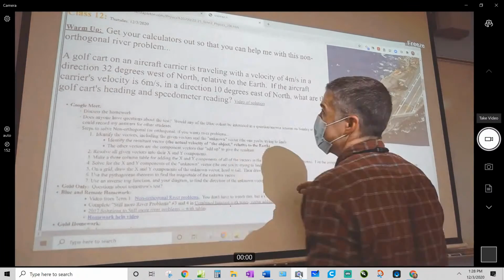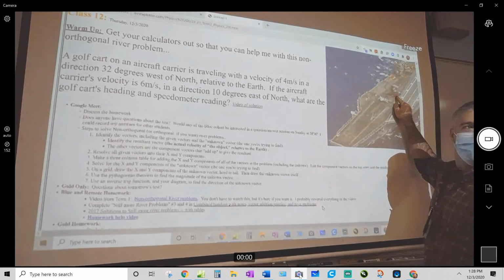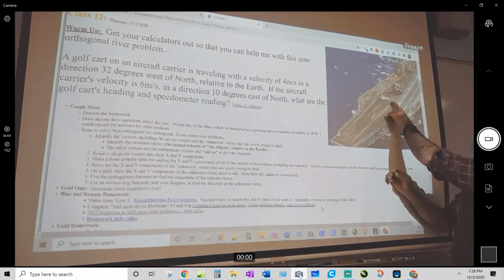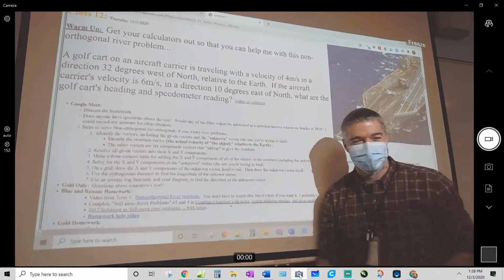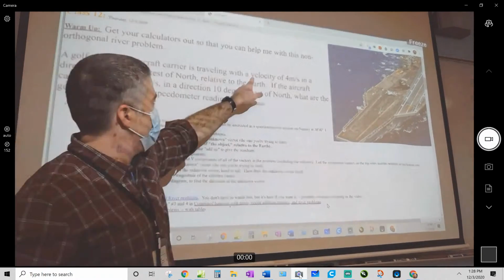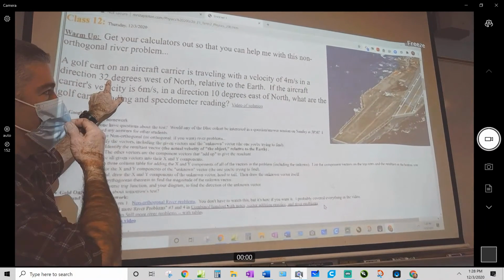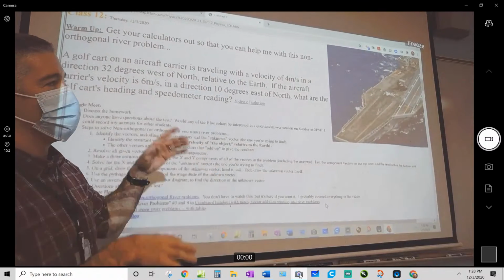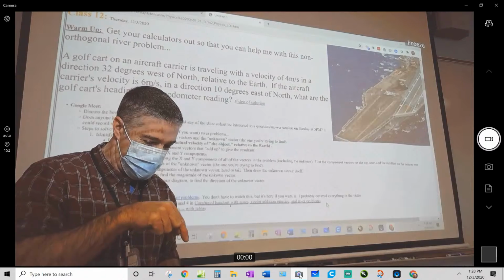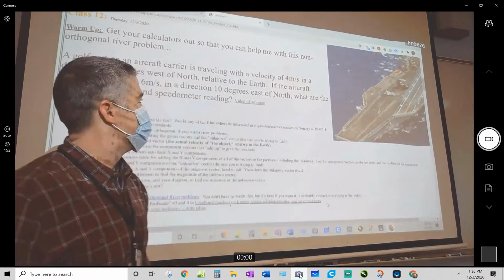All right. So we've got the golf cart on an aircraft carrier. See my nice photoshopping? Pretty good, except for the fact that that's the size of a jet, and that's the size of the golf cart, so maybe not so good. So there's a golf cart on an aircraft carrier, and it's traveling with a velocity of 4 meters per second in a direction 32 degrees west of north, relative to the Earth. So if you had some kind of tracker on that golf cart, and you were looking at it from like Google Earth, you would see it moving across your map in exactly that direction at exactly that speed.